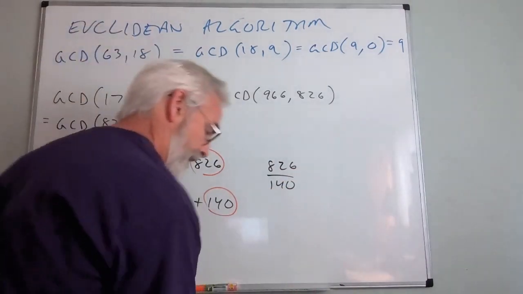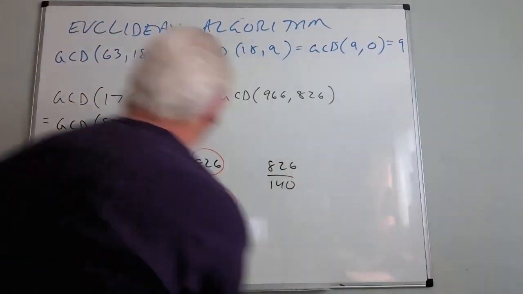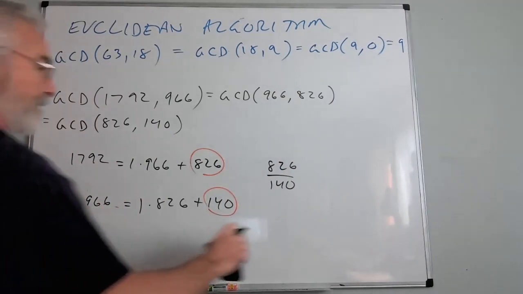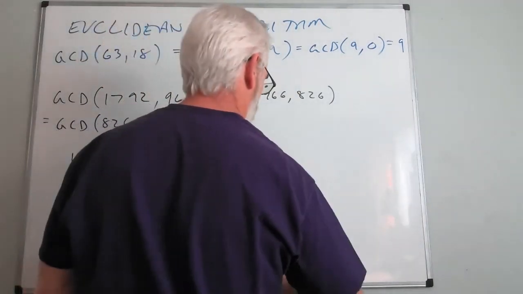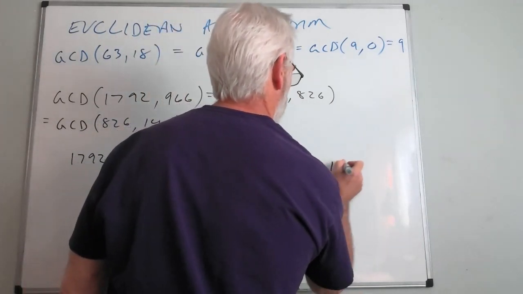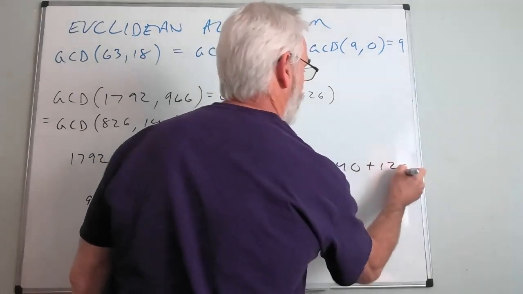Oh, I'm sorry. I should write like this. So that means that, not the quotient, but that is that. So when I do this, I'm going to get the 5. So I'm going to get 5 times 140. Now that's going to leave me a remainder of 126.